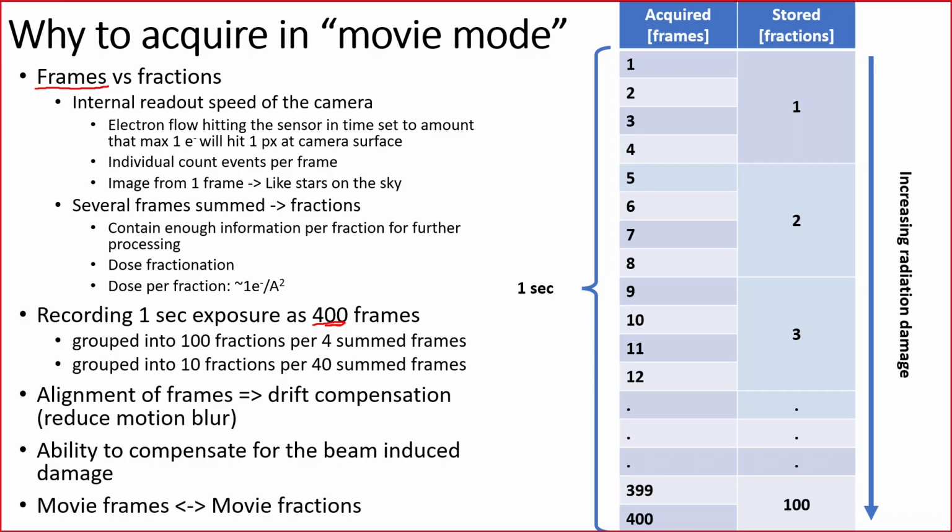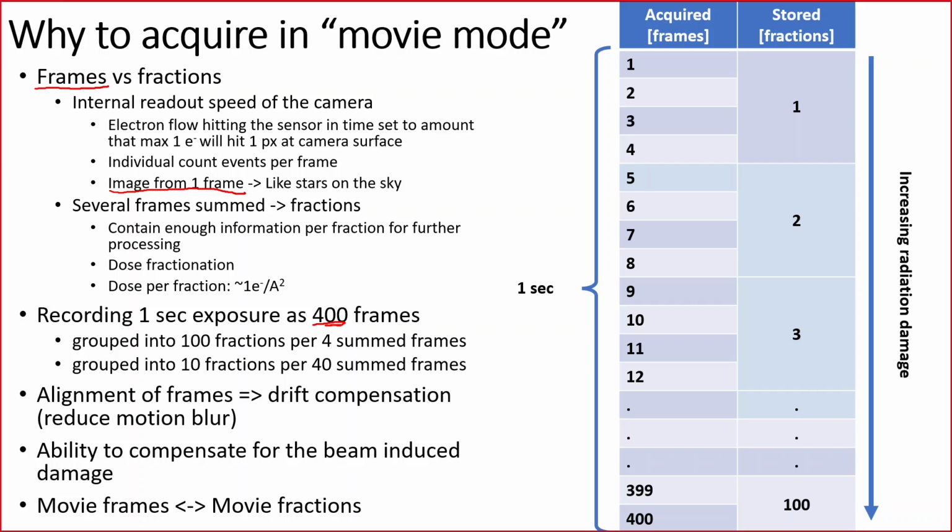Yet we are not storing these frames directly. This is because we don't have fast enough storage to store every single frame. But also, in a single frame we see only single electron events. That means that a single frame looks like pixels, like stars in the sky. There is nothing to see there. So what we usually do is sum several frames, and we call these fractions.